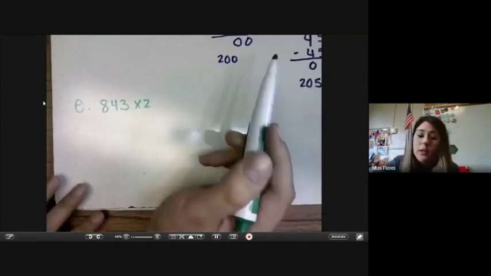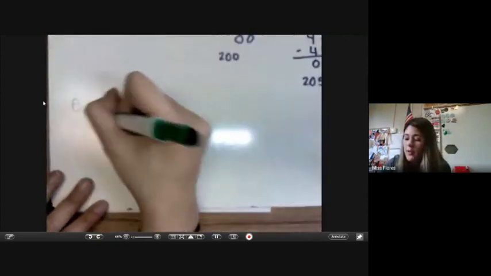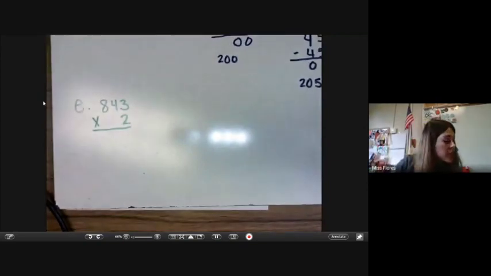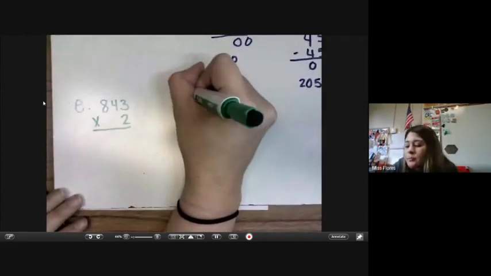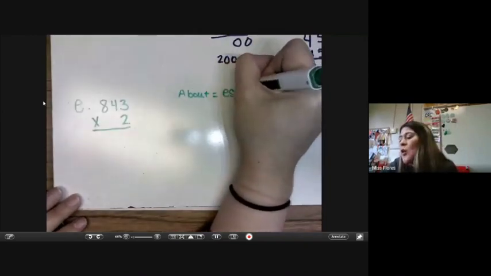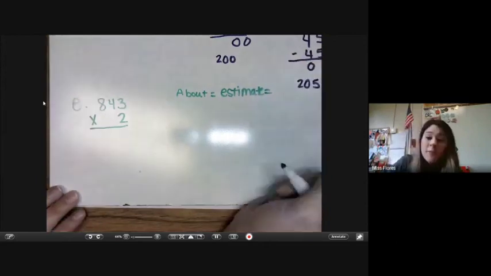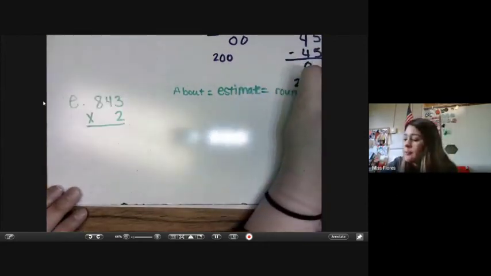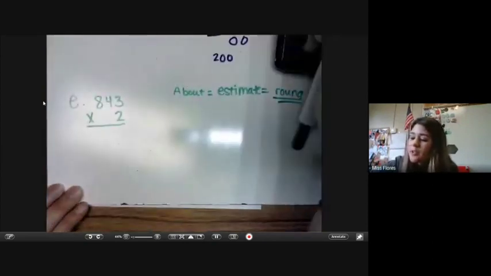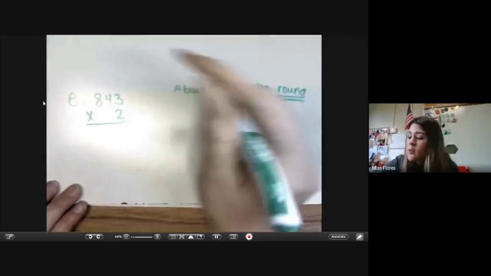843 times 2. I don't like the way it's set up like that, so I'm just going to bring my 2 right underneath it. 843 times 2. Okay, so that's how we find the answer. It says about. There's the word about. And we all know that about really means, you guessed it, to estimate. Which we know the word estimate really means to round. Let me erase this 205 right here so that's not confusing for you. To round the numbers.